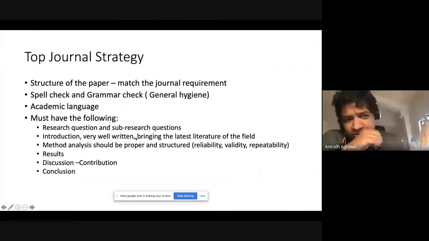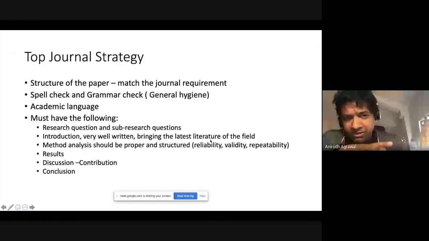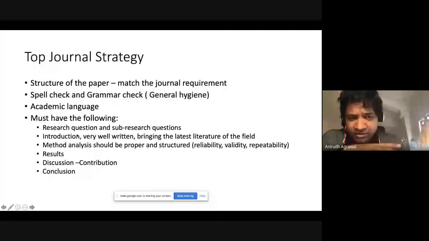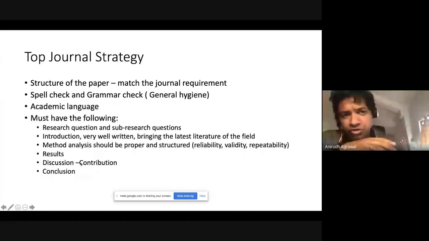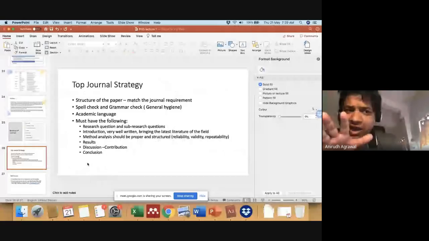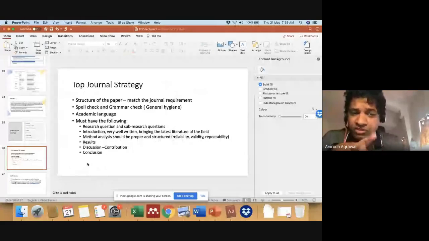Must have research questions, sub research questions. Introduction should be well written, bringing the latest literature of the field. Research methods should be proper, structured. It should have reliability, validity, and repeatability. Results properly discussed. Should have a discussion section with contribution and conclusion properly written. If you follow the basic structure of the paper, there's a high chance that you may avoid the desk reject and get into the peer review process.